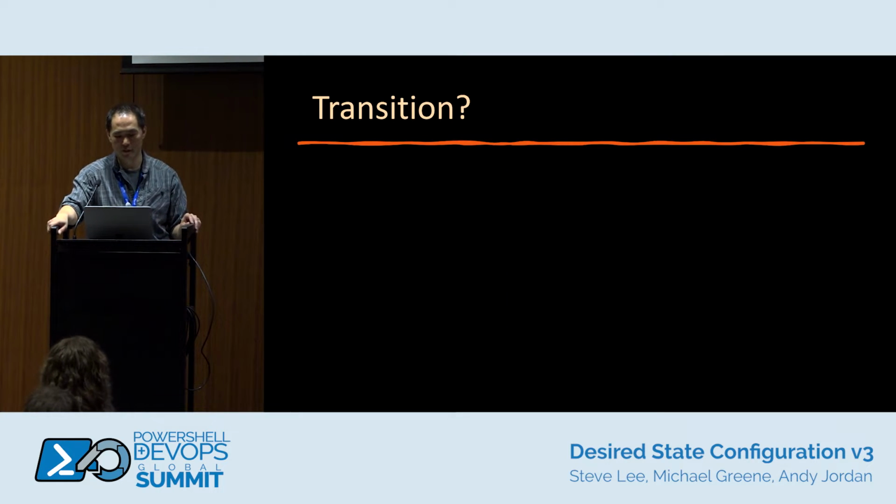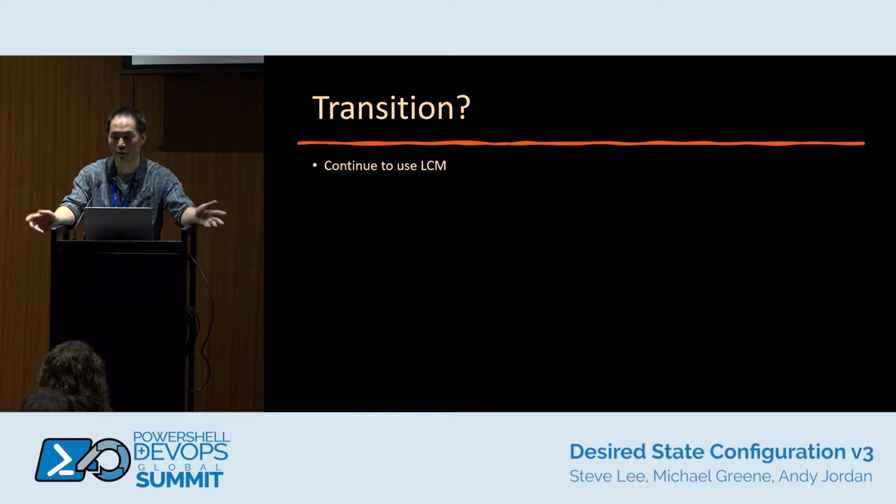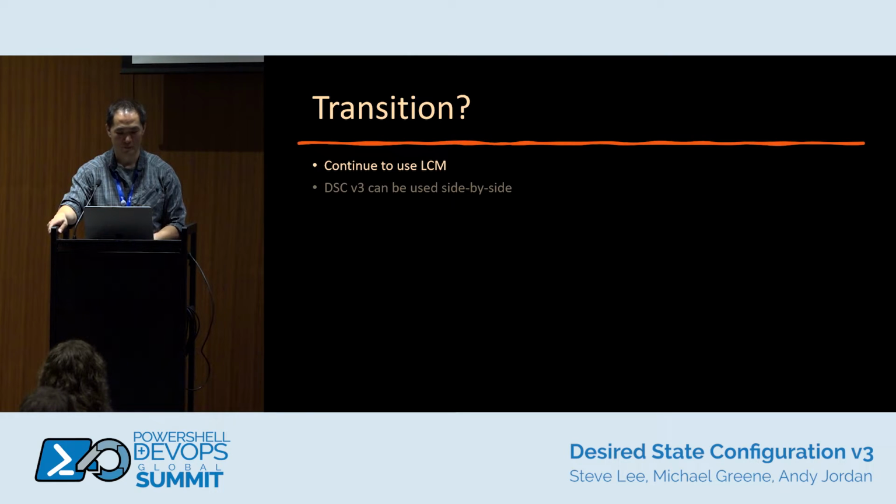All right, so let me cover some parts of transition. The key thing here is, if you have DSC V1 and V2 today and it's working for you, I say keep using it. It's not going to go away anytime soon. It's the same thing I say about Windows PowerShell 5.1 versus PowerShell 7. If it's working, you don't need to move unless you're trying to use some of the new capabilities in V3, right? And then we'll have to figure out how to best help you to transition.